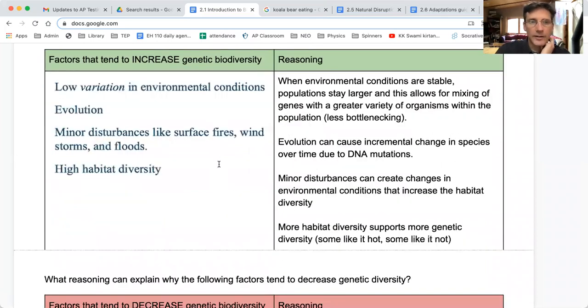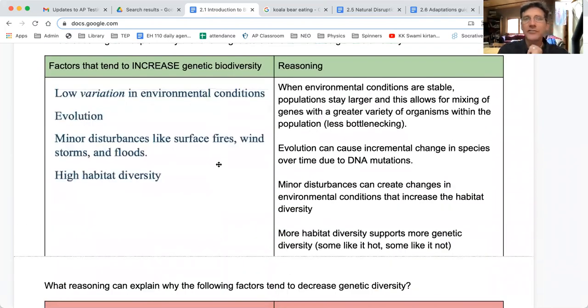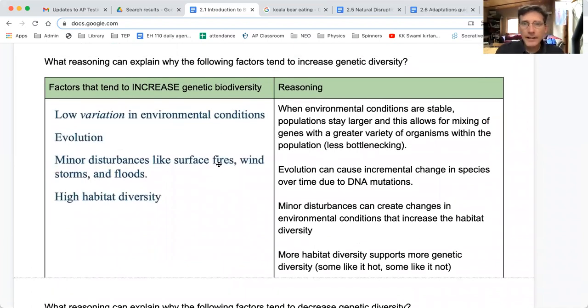And lastly, we talk about factors that can increase genetic biodiversity. I added some reasoning in here that you can take a look at. The main idea here is that when you have environmental conditions that are more stable or less varying, the populations are going to be able to grow more fully to their carrying capacity. That's a word we'll learn later on, but it allows the populations to get bigger without being cut down or affected by disturbances. And the bigger the population, the greater the genetic diversity.